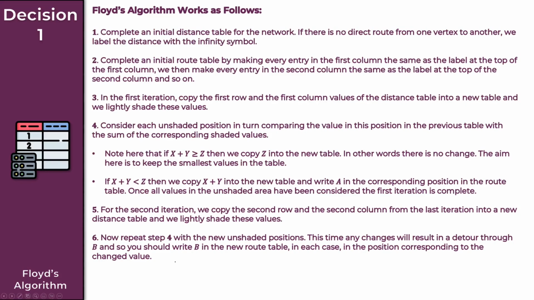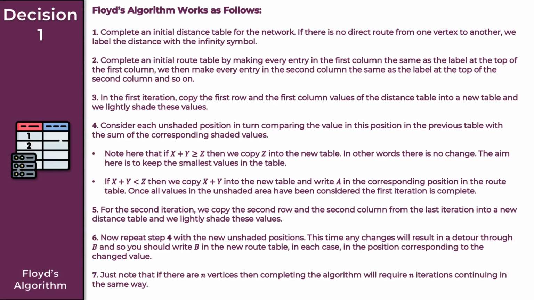And then finally, for the very last step, step 7, just note that if there are n vertices, then completing the algorithm will require n iterations, continuing in the same way. Now, my opinion is that explaining Floyd's algorithm in this way, in 7 steps, intuitively doesn't make too much sense. Maybe that's just me. But really, I think the best way to demonstrate Floyd's algorithm is to run through a quick practice question.